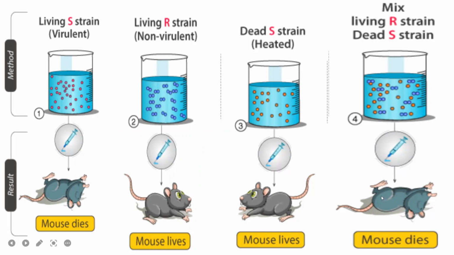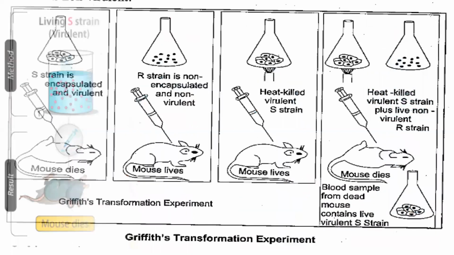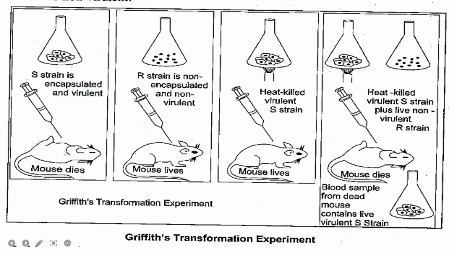Then they took a blood sample from this mouse and grew it on a nutrient plate. And they found S strain bacteria was there. So the R strain was transformed to S strain. That is called transformation. Here you can see again: S strain, mouse dies. R strain, mouse lives. Heat-killed S strain, mouse lives. Heat-killed S strain plus R strain mixed, the mouse dies. Blood samples from the dead mouse contain live virulent S strain. That means the R strain is getting transformed to S strain. There is something that is transforming the R strain to S strain.